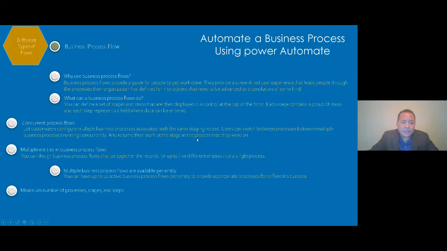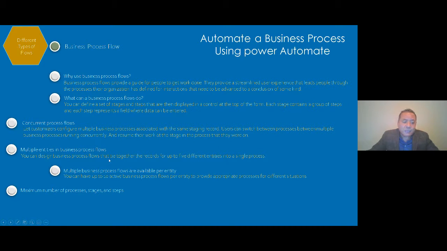What I can say about it is that you can configure multiple business processes associated with the same staging record. Probably this is something that you don't understand. You can have up to 10 active business process flows per entity. Entity is something that you need to understand: when it can be created and what you can add to it.